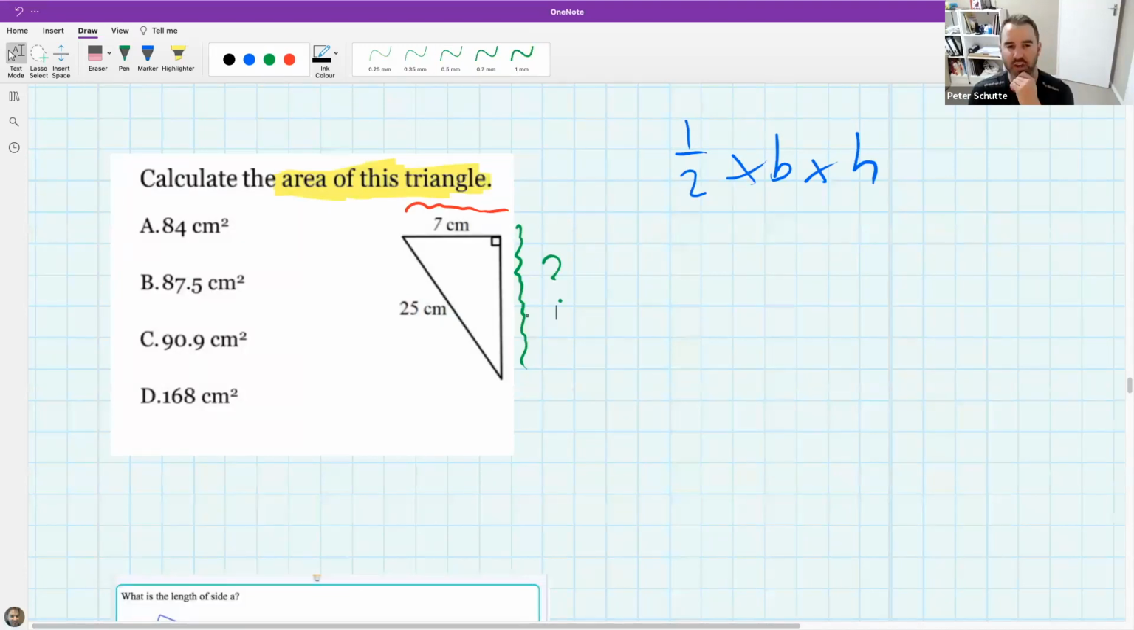Would anybody be able to work out the green side for me? What are we going to use to find the green side? Yes, Tando, you're on the money. It is Pythagoras, because it's a right angle triangle. So we know about the relationship. I'm going to give you some time to figure out the green side for me, and then make your decision about which of the 4 options you think is correct.